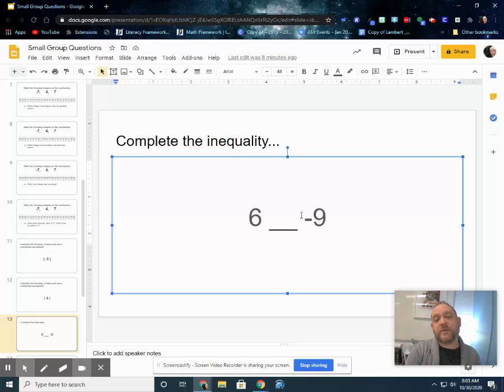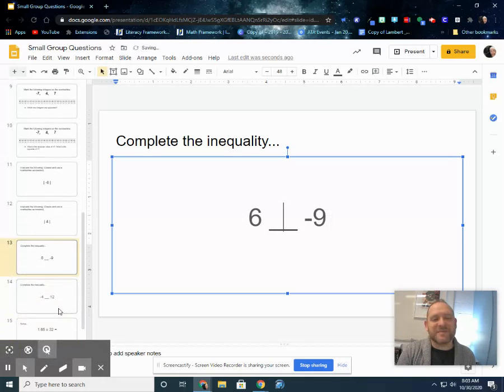And if we do greater than, remember, I always remembered from 2nd grade that my hungry duck wants to eat the larger integer. So it's going to gobble up that 6 and leave the 9 alone. There we go. All right, moving on to the next one.